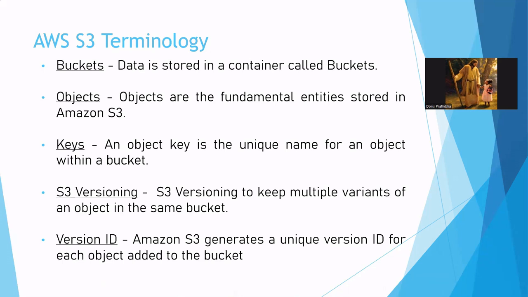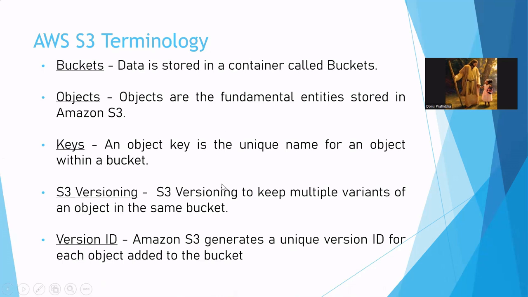So coming to the bucket, it is the data that is stored in a container. Here it is acting like a storage, and the contents within that storage are called objects. The URL is called a key for that particular bucket. So I can have multiple objects stored inside a bucket, and we can have different variations of it, which is called versioning. And for everything, there is a version ID.